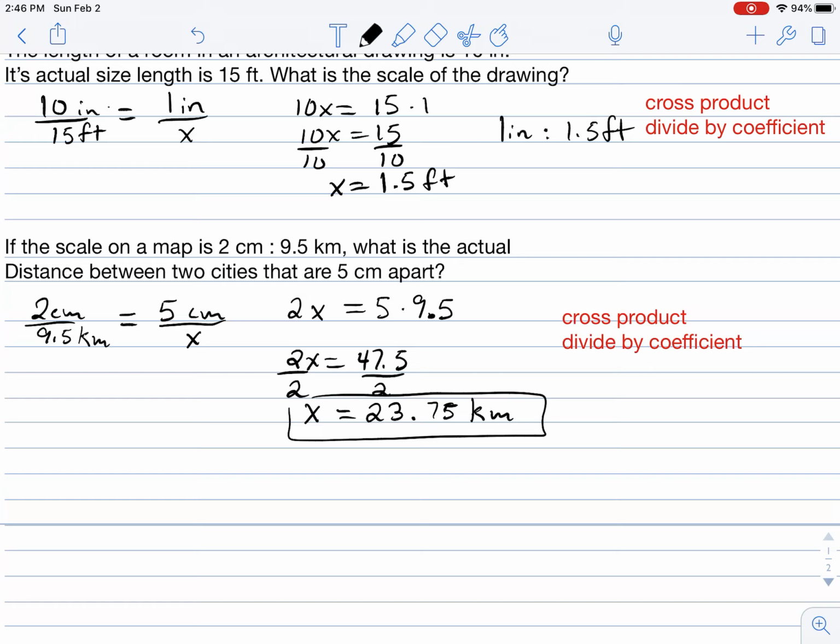And that's using scale drawings. We use the scale as one of our ratios, and then we set that equal to the dimension over the actual, and we can either solve for scale or solve for the actual dimension. And that's scale drawings and maps.